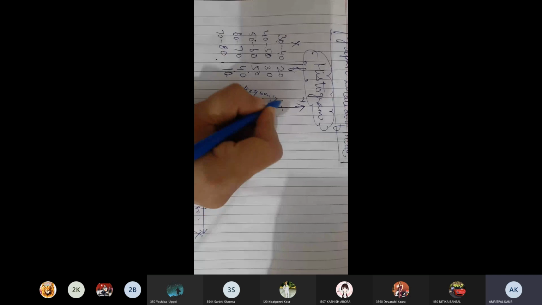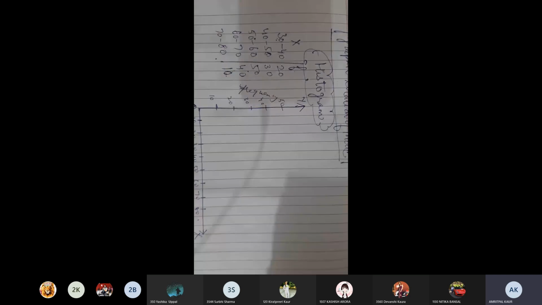So what is the first value? 30 to 40 is equal to 20. This is 30, this is 40. So for 30 to 40 we will make one bar. 30 to 40, there is 20. So here we will write 20. If you want to shade this, you can shade it also.